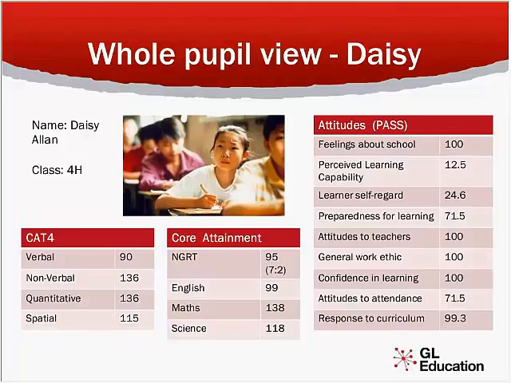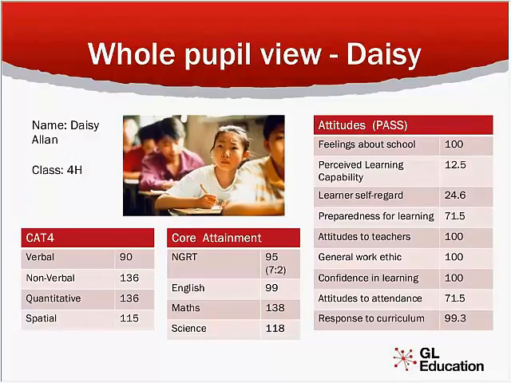So then when we looked at the third component, the PASS attitude scores, feelings about school are very, very positive. So Daisy has very positive feelings here about school. Perceived learning capability, though, is the biggest concern out of those 9 attitudinal factors. So Daisy doesn't feel very capable herself. She doesn't feel like she's going to achieve. She doesn't feel able to achieve. So she's quite down on herself, one way of thinking about it.